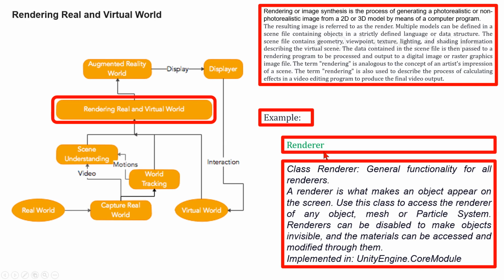Here we can, as an example, consider class renderer. General functionality for all renderers. A renderer is what makes an object appear on the screen. Use this class to access the renderer of any object, mesh, or particle system. Renderers can be disabled to make an object invisible, and the materials can be accessed and modified through them. This class is implemented in the UnityEngine.Core module.